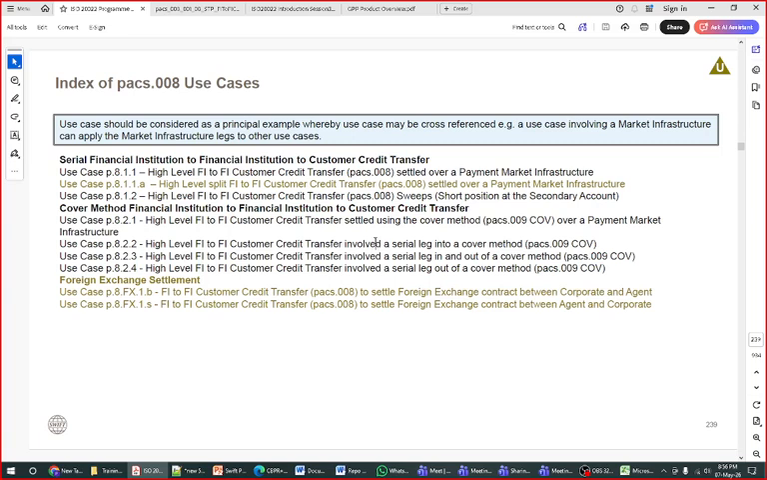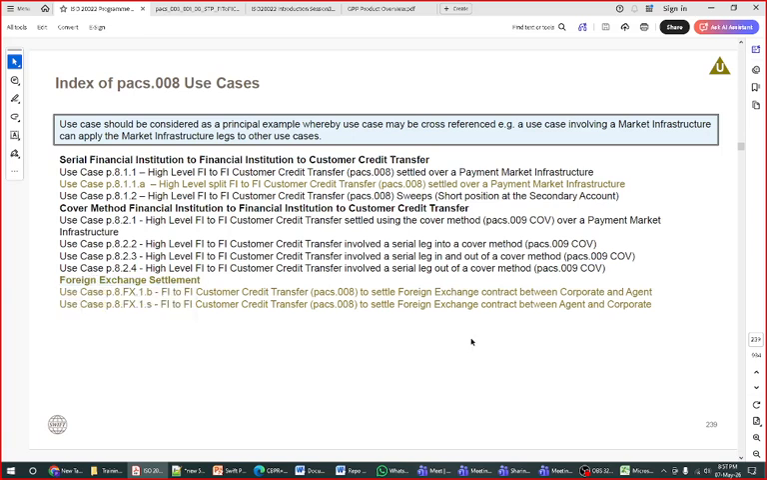Analyst or as a shift. At least a high level use cases you can write down using this one. Okay, so it is divided into three parts. One is serial method, credit transfer. One is cover method, means PACS 9, and last one is the foreign exchange settlement. So three methods are here.